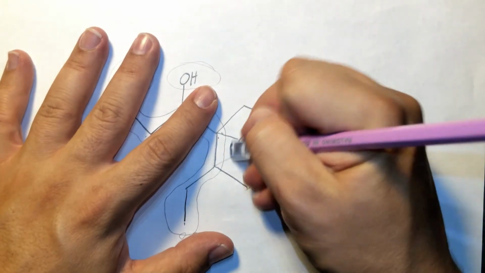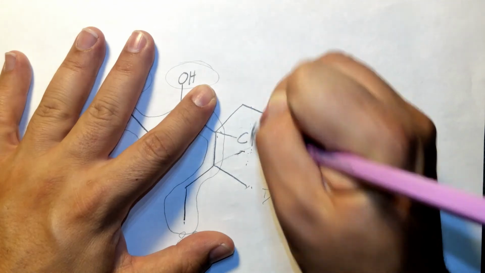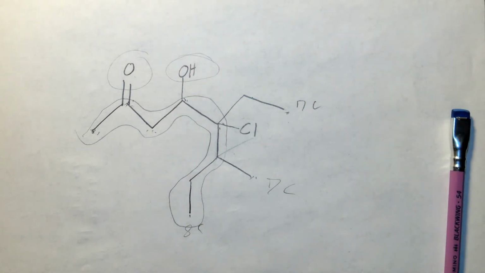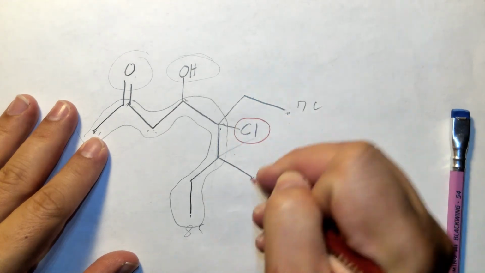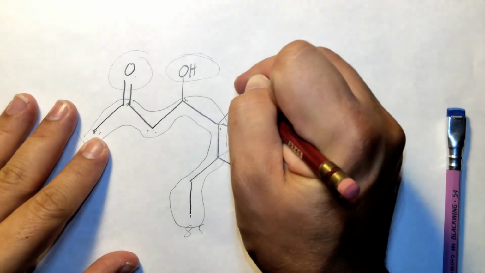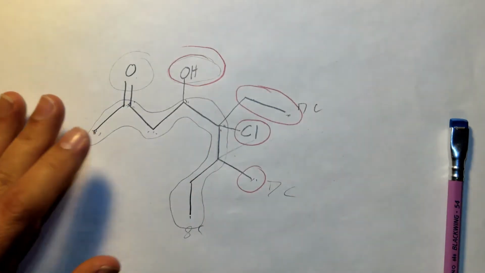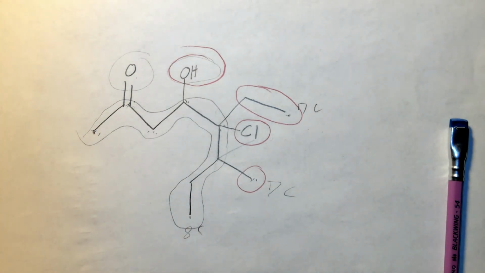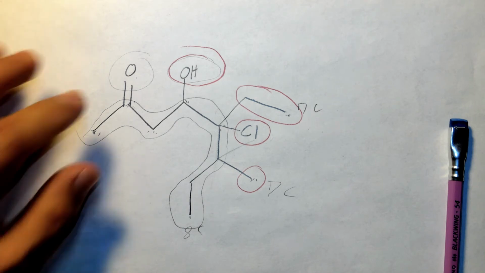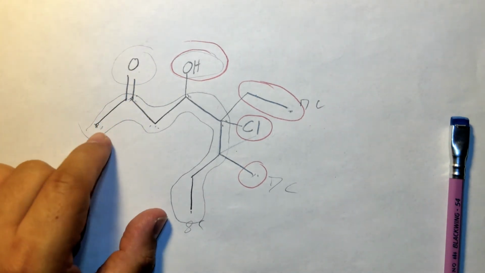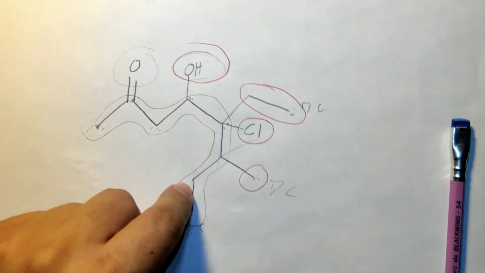So what's that mean? Well, that means we now know what our substituents are. This, this, this, and this. So those 4 items are substituents. This is the highest priority functional group, and this is the main chain.